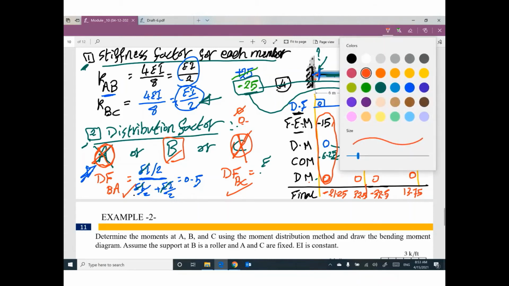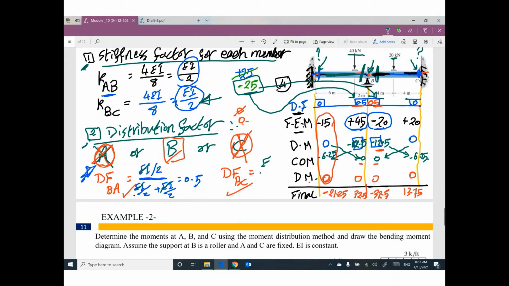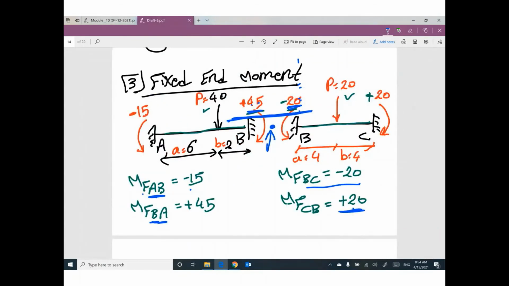The final moment at this side will be negative 21.25. The final moment at this side will be positive 32.5. At this side will be negative 32.5. At this side will be 13.75. How can I know I am good? I am correct. This value and this value are equal in values but opposite in sign. 32.5, 32.5. Guys, I told you we have big issue.